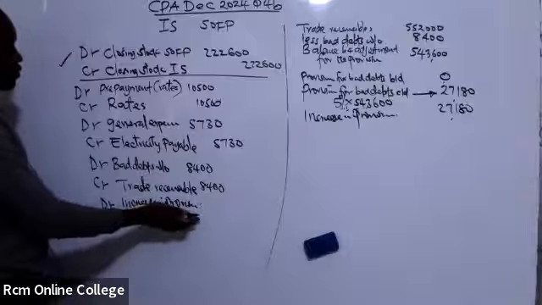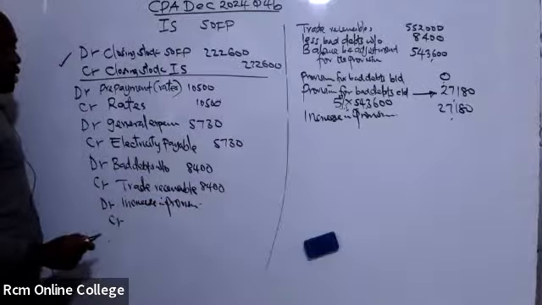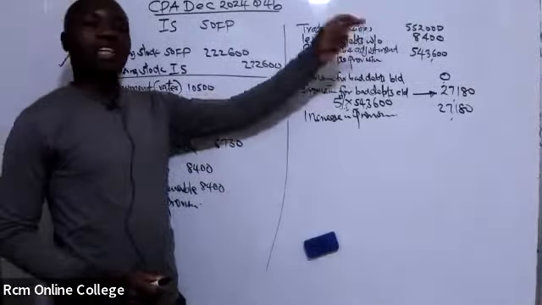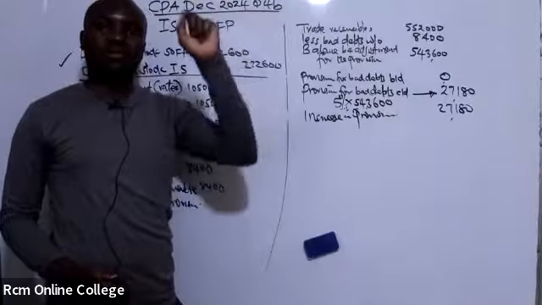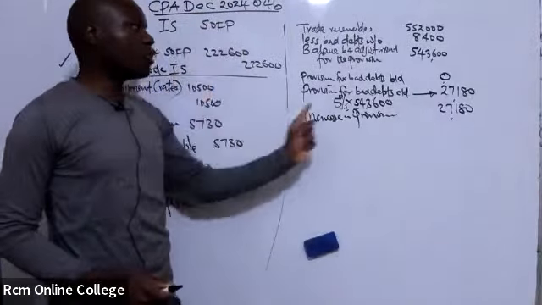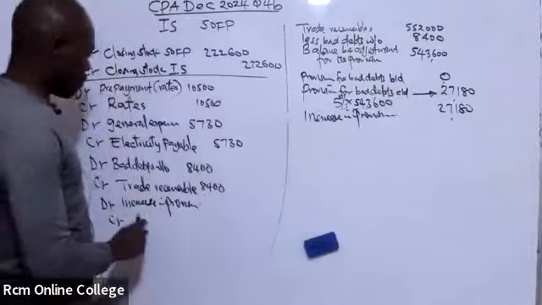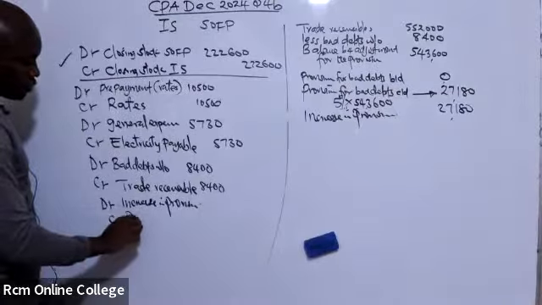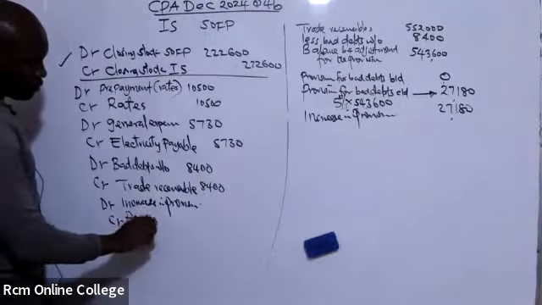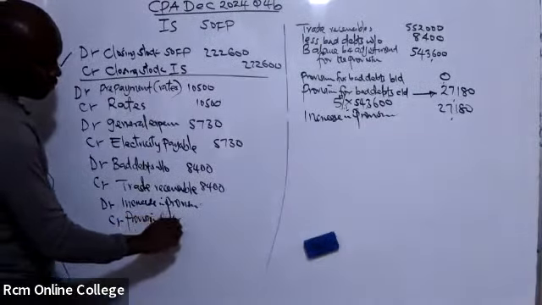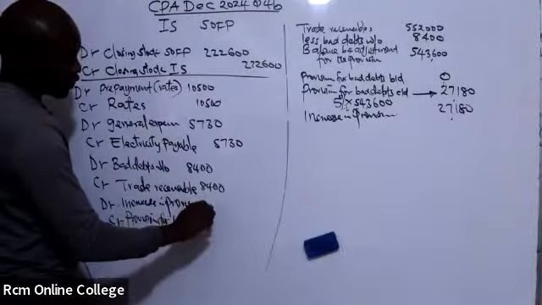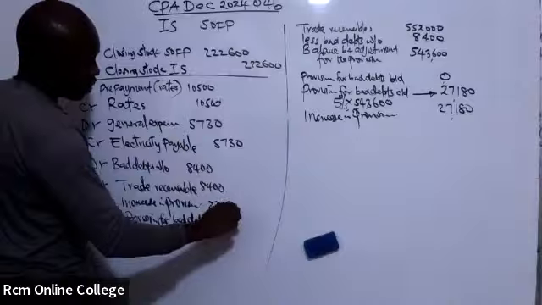Remember, this increase in provision will be affecting our trade receivables, but not directly. It will be affecting our trade receivables through provision for bad debts. So at the end of the year, we now have provision for bad debts. How much? 27,180.